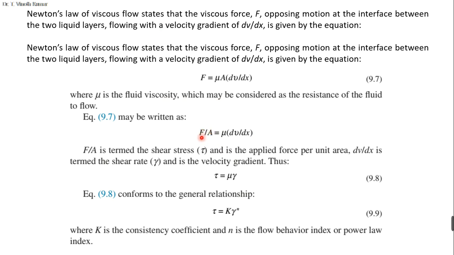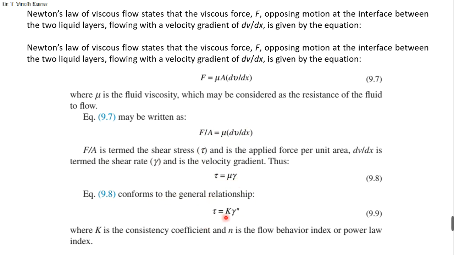You can see here this F divided by A is represented as tau. So tau is equal to mu into ∂V/∂X. F divided by A is termed the shear stress, the force applied per unit area, and ∂V/∂X is termed the shear rate, that is gamma. So F divided by A is replaced by tau and ∂V/∂X by gamma, which means tau is equal to mu into gamma. They confirm the general relationship.